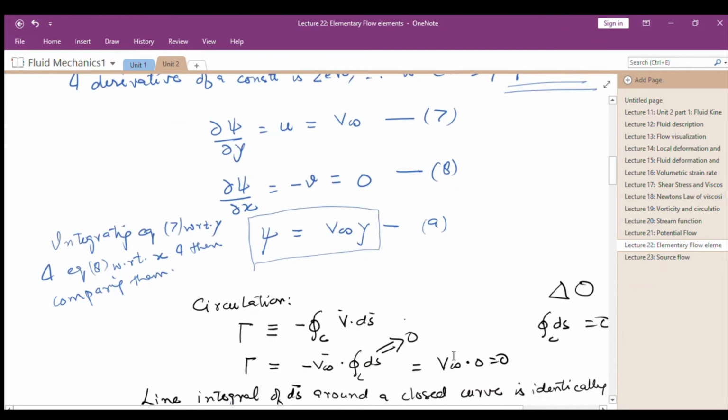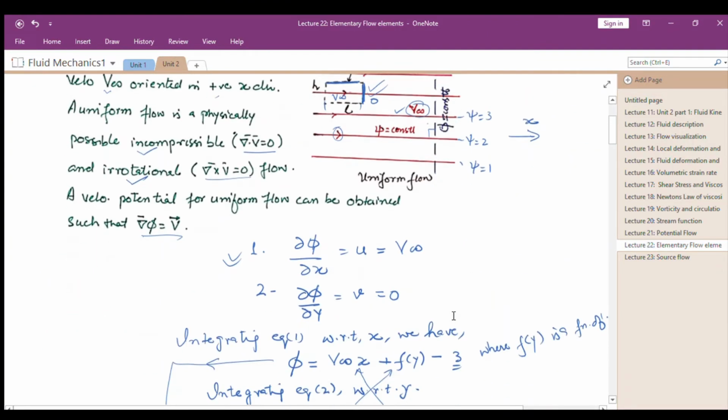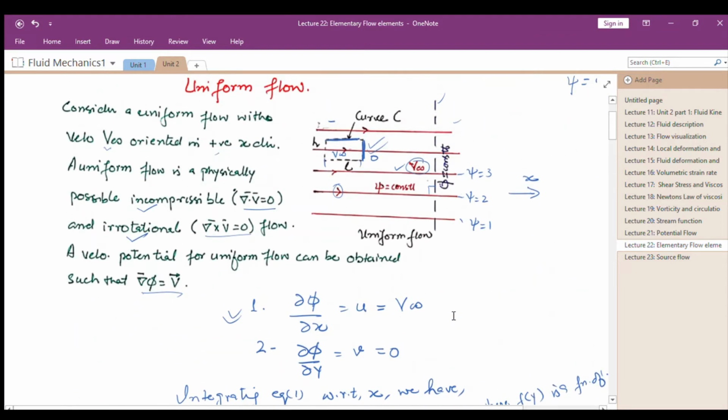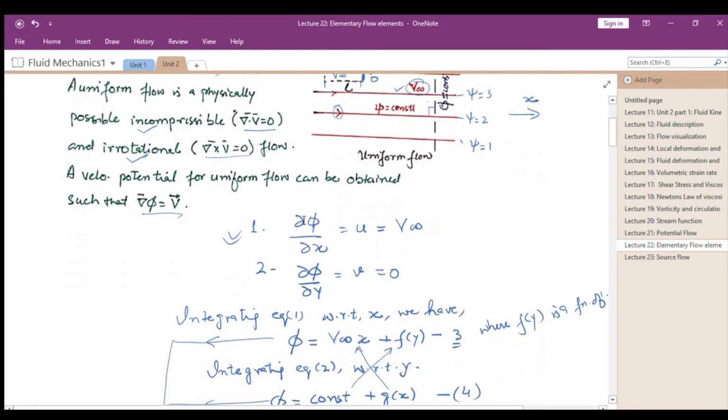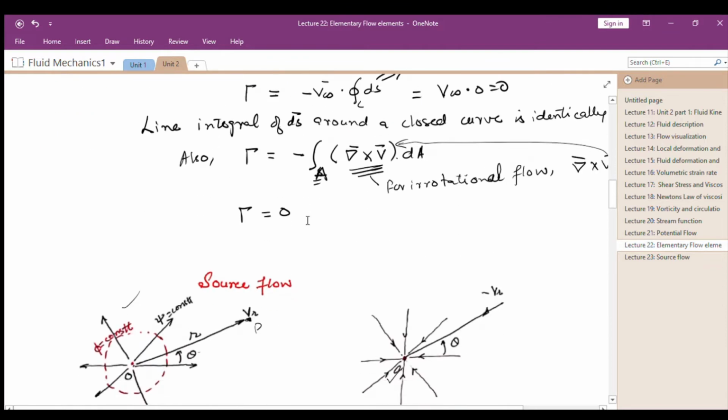If you remember, during our last lecture we talked about uniform flow. The way we discussed it was, we started with the incompressible and irrotational criteria, and from there we got our potential function and stream function, and then we showed how circulation would be.